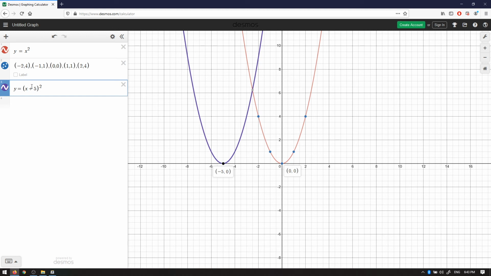When that 5 is inside that bracket, it actually does the exact opposite to what you might think. Instead of adding 5 to x, it actually subtracts 5 from x to produce a new x-coordinate. So for example, this x-coordinate here was -1, but over here it is -6. The x-coordinate has been decreased by 5. This x-coordinate right here used to be 1, and now it is -4. It has been decreased by 5.